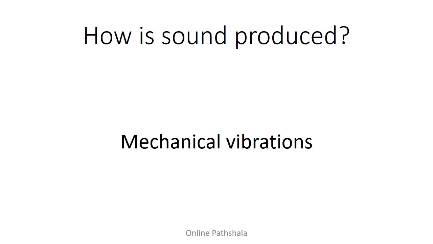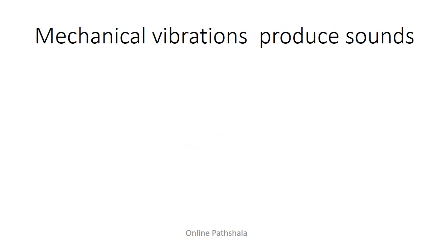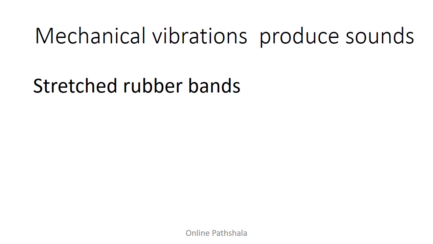Now let us try to understand this using examples. How is it that these mechanical vibrations result in sound? Let's look at some examples. The first one is a stretched rubber band, right? When you have a stretched rubber band and you pull it, it vibrates, and that also creates a buzzing sound. So again, this is an example of a vibration producing a sound.